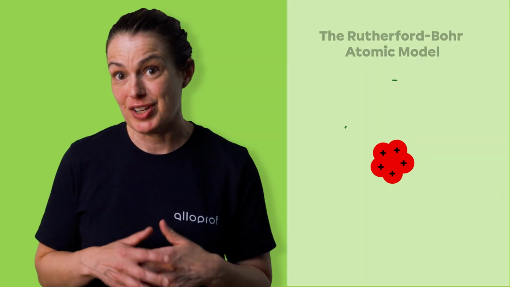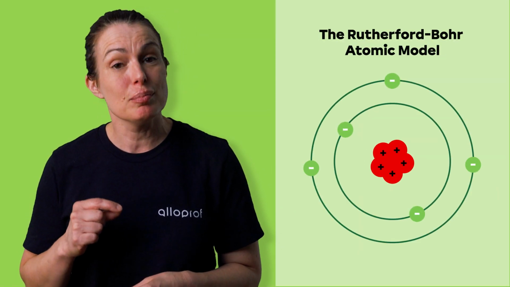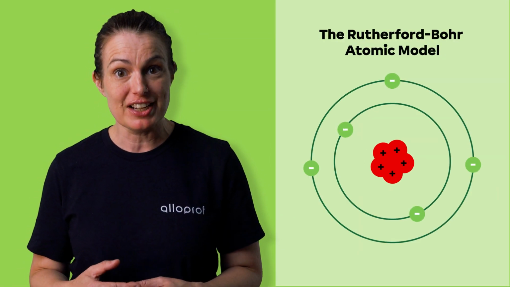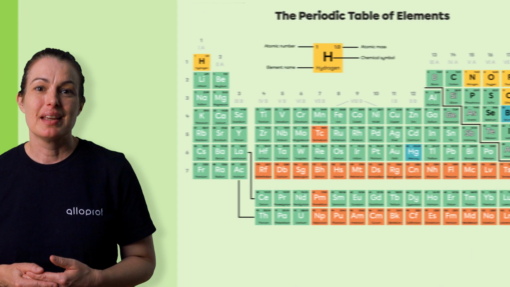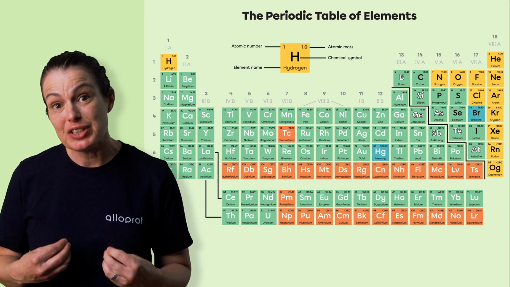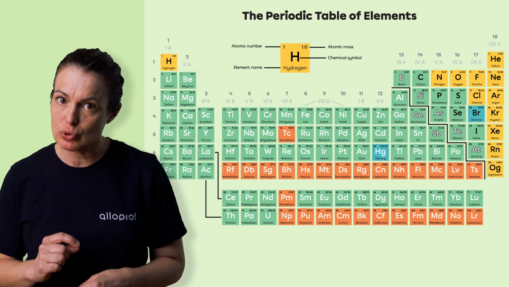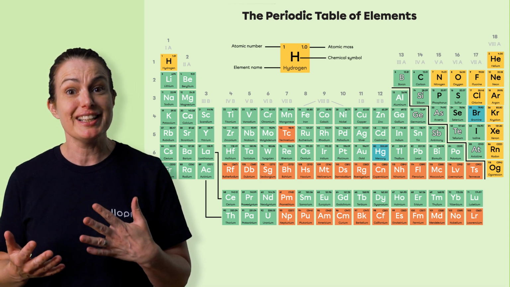The Rutherford-Bohr atomic model is used to represent the number of protons and the distribution of electrons on the electron shells in an atom. To represent an atom according to the Rutherford-Bohr model, certain rules must be observed when distributing the electrons.